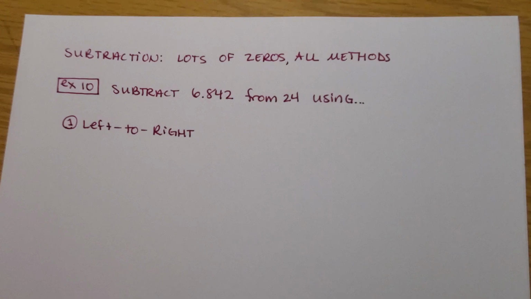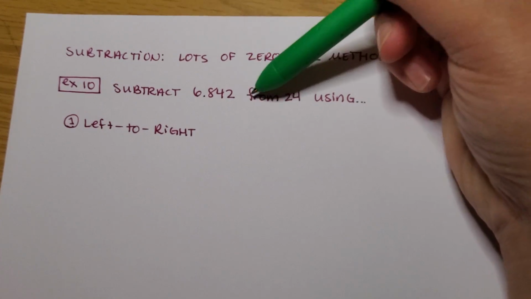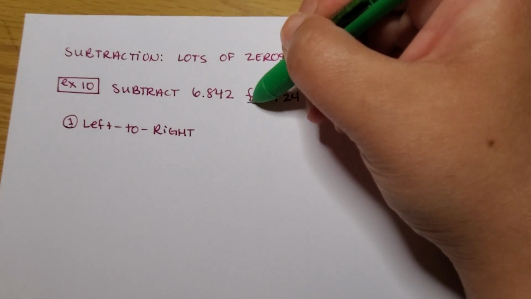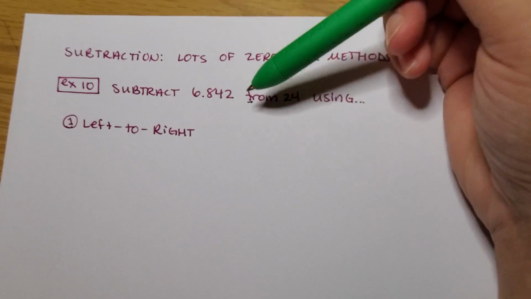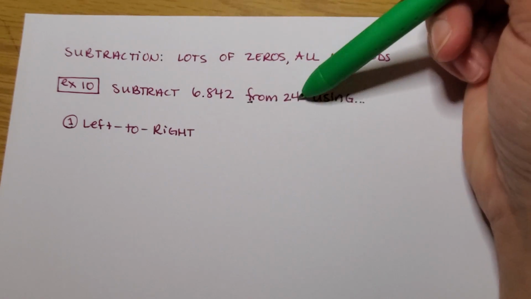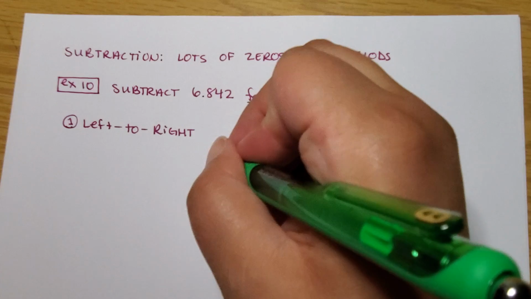So we're going to subtract 6 and 842 thousandths from 24. And the first method we're going to try is the left to right method. Now, subtraction phrasing can be a little bit tricky. Whenever you see subtracting from, the from comes first. So both of those start with F. That's how I remember that. So from is first. So we're going to write the 24 first.